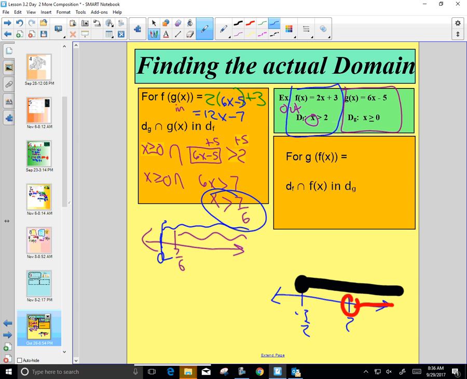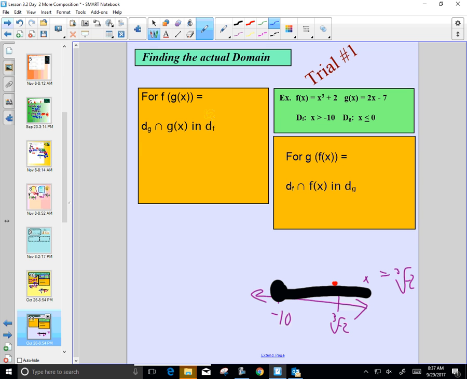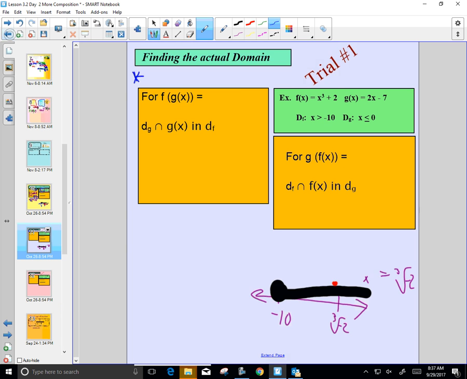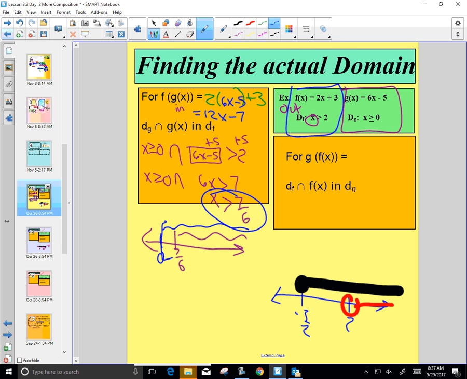Here's your assignment for Monday. It's very simple. I want you to do trial 1 and 2, and that's it. Just do trial 1 and 2, find the compositions and those domains, and that's all you have to do. Does that make sense somewhat?